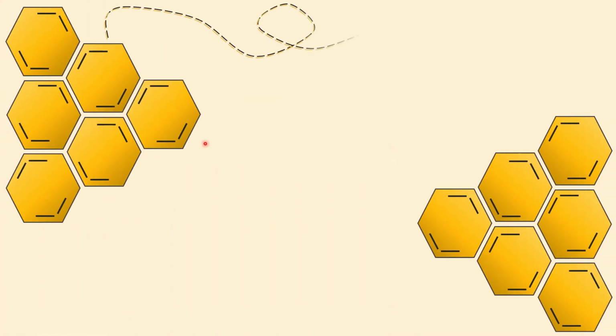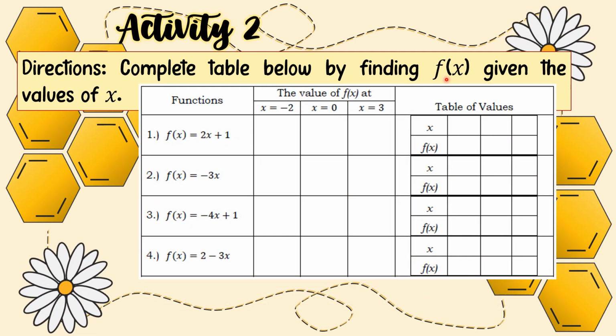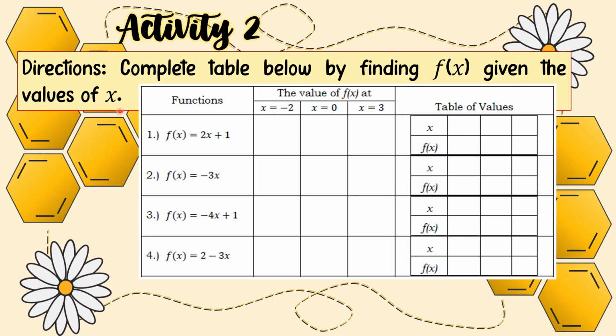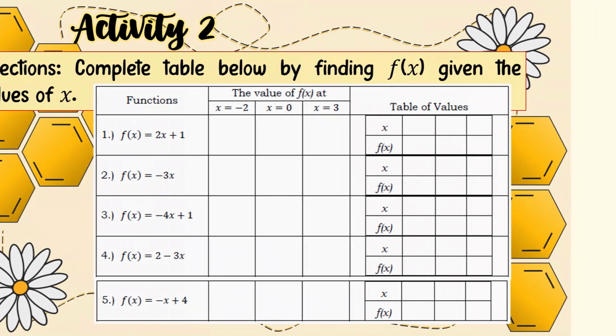Now, this is activity number 2. Complete the table below by finding f of x given the values of x. So here are the functions. You are going to identify the value of f of x given the different values of x. Then you are going to complete the table of values. You may pause this video so you can read and understand each statement or each function.